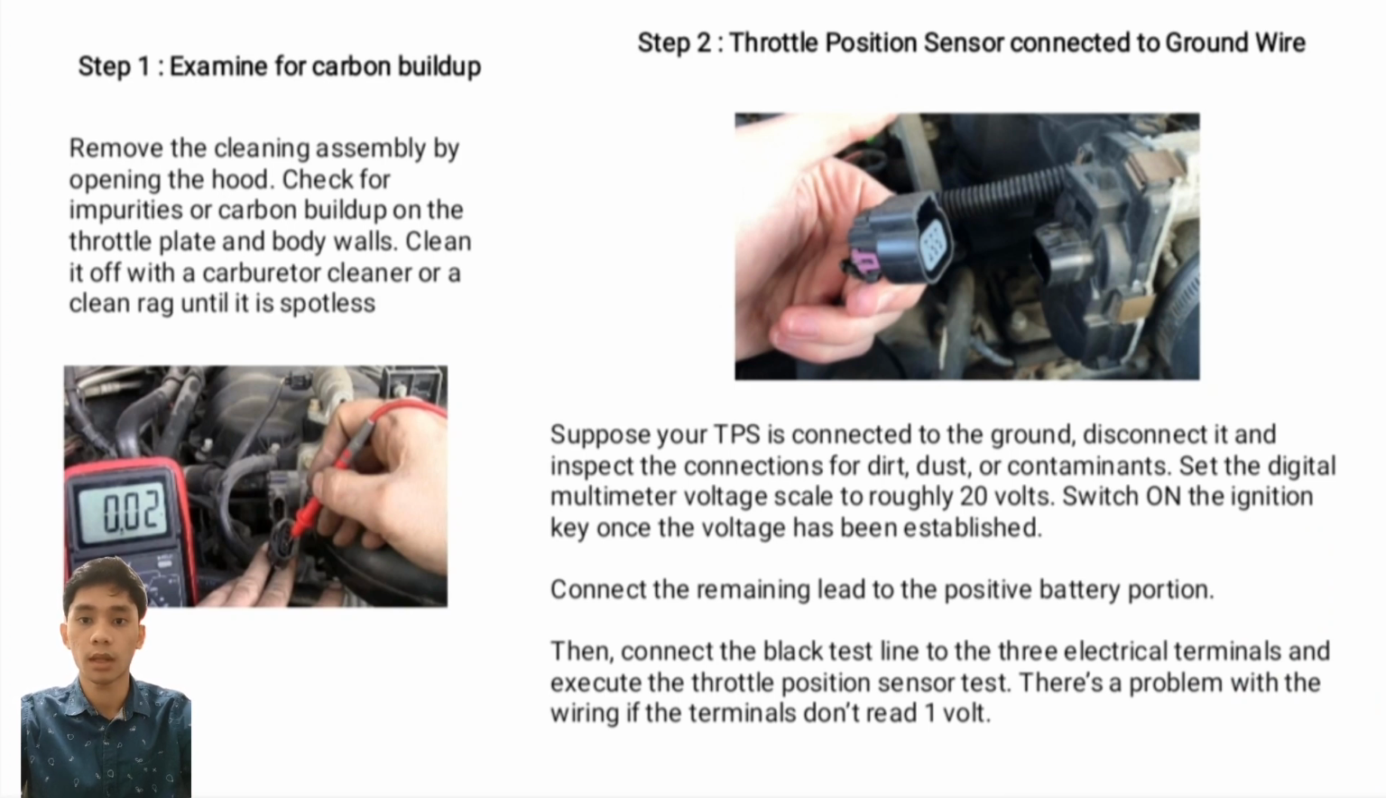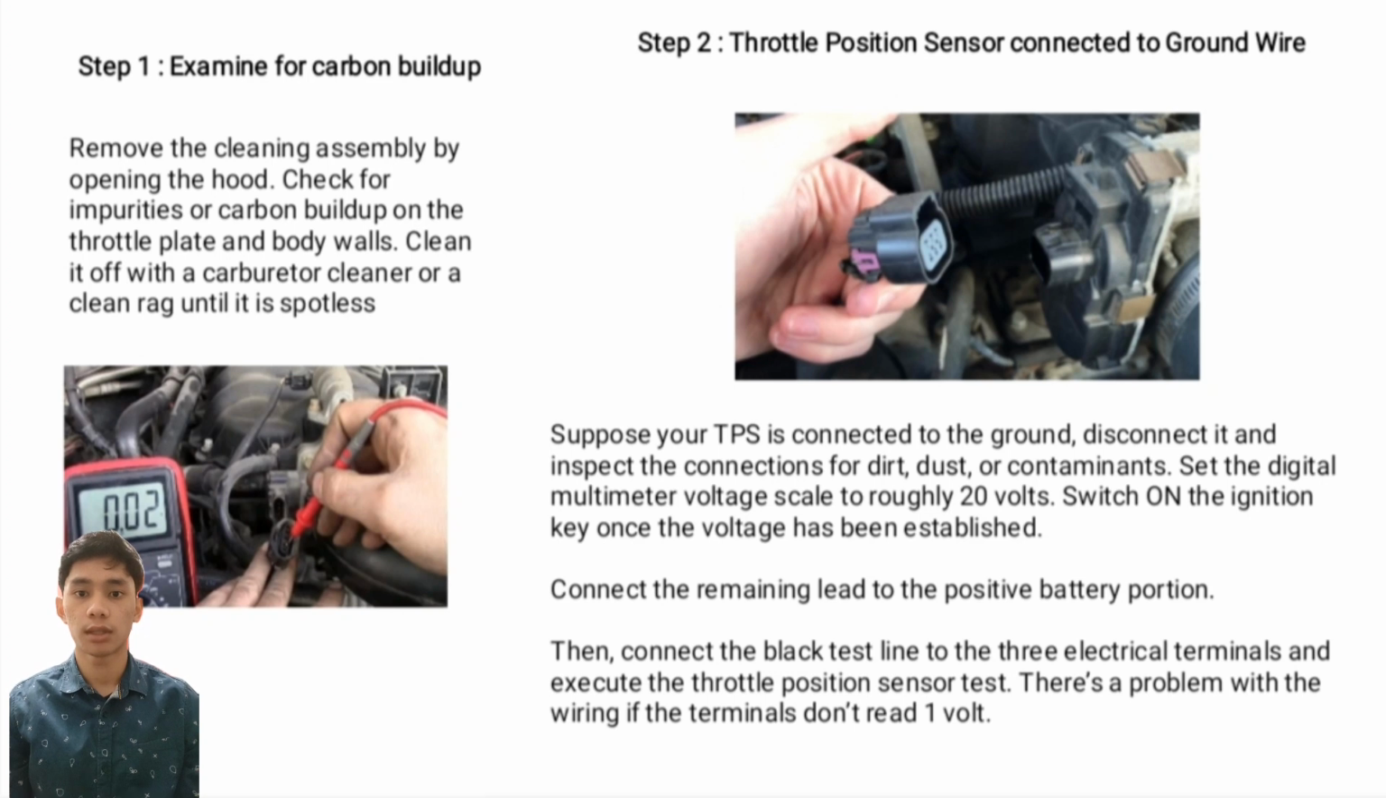For step 1, examine for carbon build-up. Remove the cleaning assembly by opening the hood. Check for impurities or carbon build-up on the throttle plate and body walls. Clean it off with a carburetor cleaner or a clean rag until it is spotless.